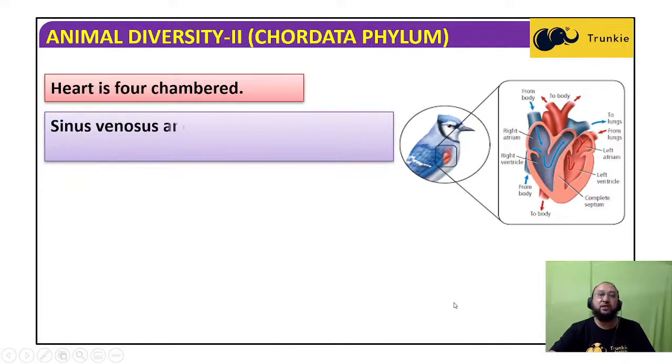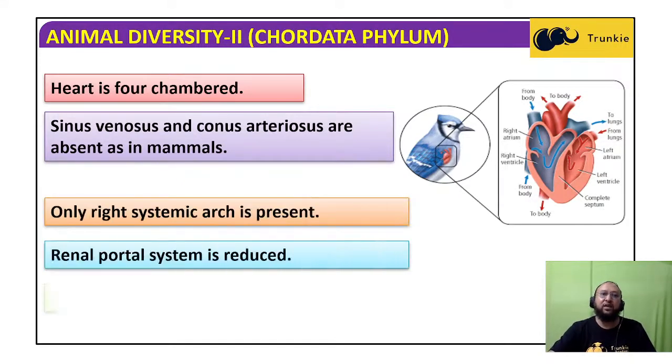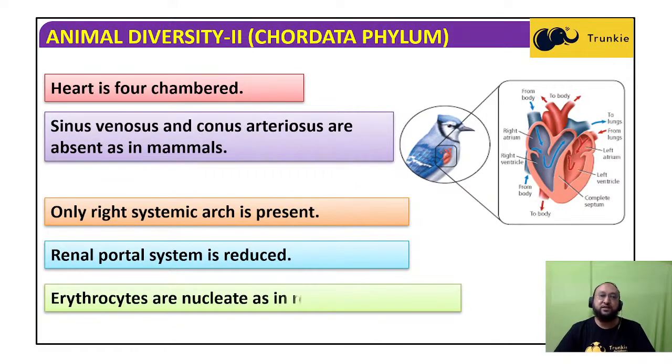The heart is four chambered, like in mammals, like in our body. So here in birds also it's four chambered: two auricles and two ventricles. Sinus venosus and conus arteriosus are absent, as in mammals. And only the right systemic arch is present.